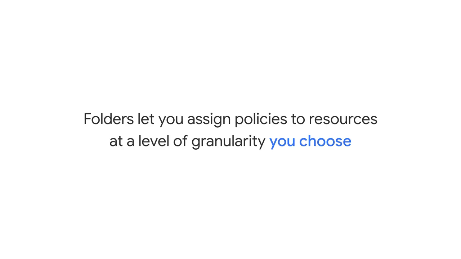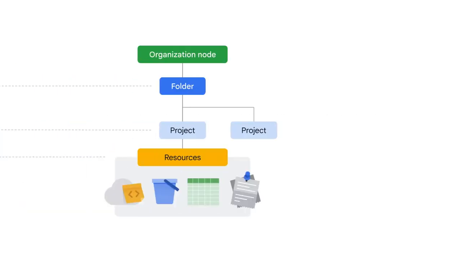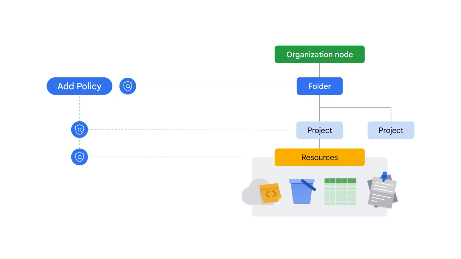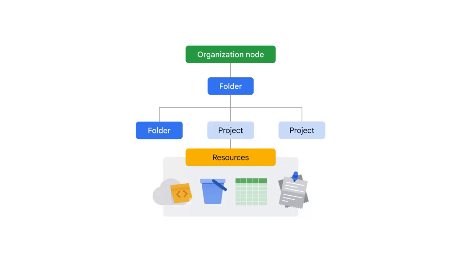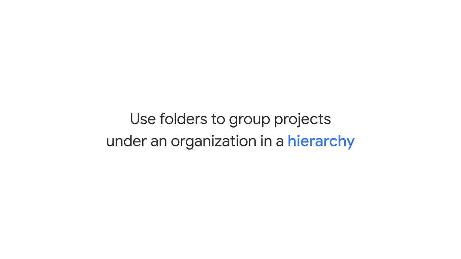The third level of the Google Cloud resource hierarchy is folders. Folders let you assign policies to resources at a level of granularity that you choose. The resources in a folder inherit policies and permissions assigned to that folder. A folder can contain projects, other folders, or a combination of both. You can use folders to group projects under an organization in a hierarchy.